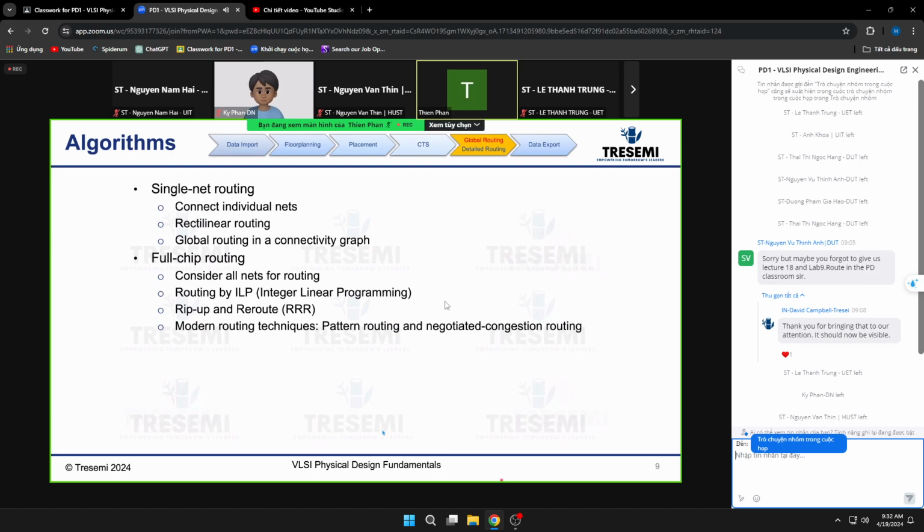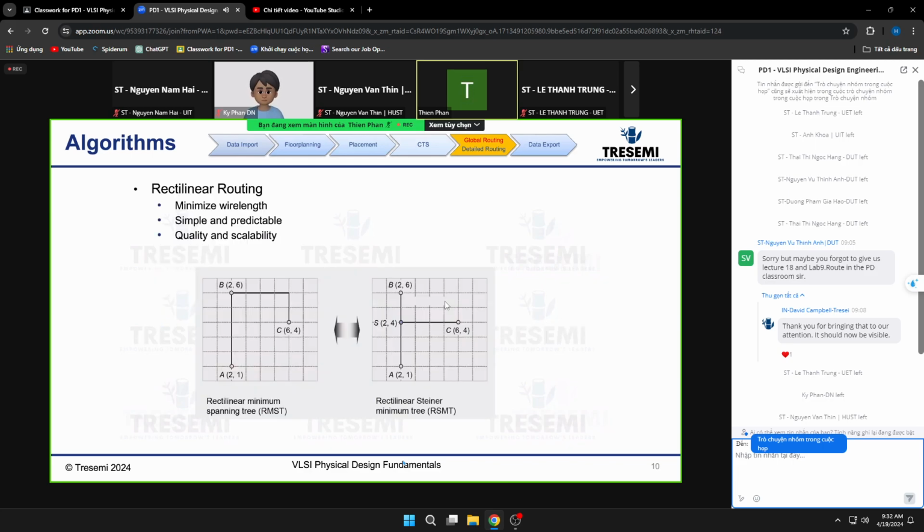So let's look at some of the simple ones that I think are applicable to us, right? One of the very, very popular routing algorithms is what I call the minimum spanning tree, right? And the second one is the Steiner tree. Especially when you do CTS, you hear about the Steiner tree all the time, right?